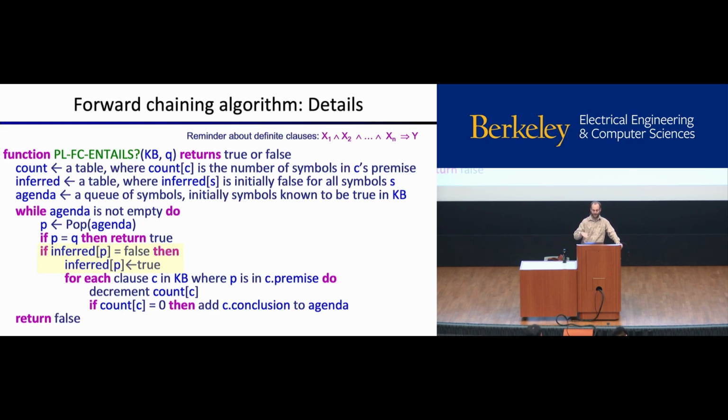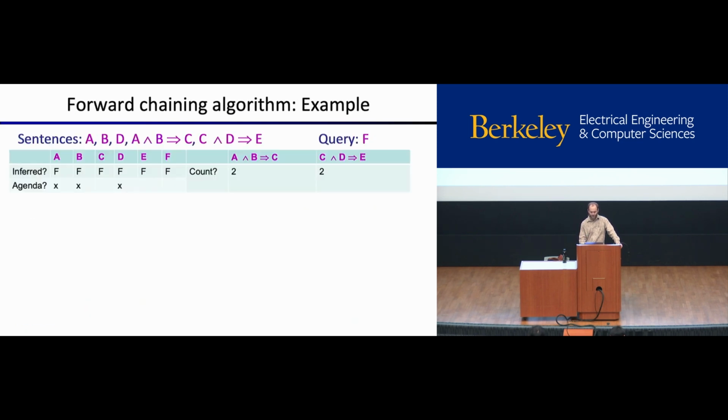So we decrement the count, and if the count ever gets to zero, we add the conclusion to our agenda. These are new things that we've learned, new things that we've deduced that we can carry forward, that we can chain forward. So here's an example of running the forward chaining algorithm.